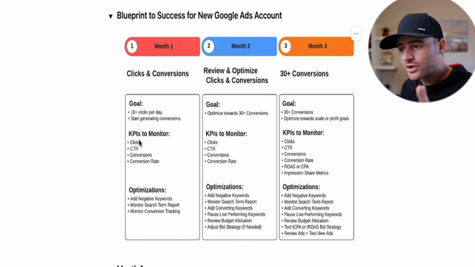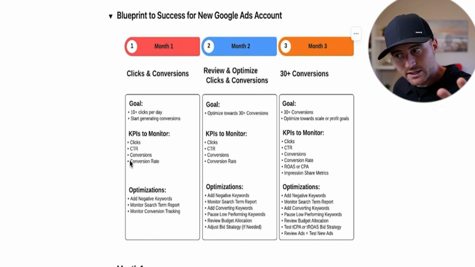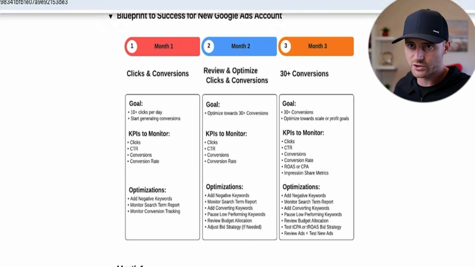I'm just making sure, is this thing firing correctly? Are the search terms that my ads are getting clicks on relevant or not? And am I spending my full budget, right? So I'm looking at clicks, click-through rate, and then over time, I start to look at conversions and conversion rate. I can't expect high performance yet. I can't expect high conversion rates yet. So that's not something I'm too focused on.